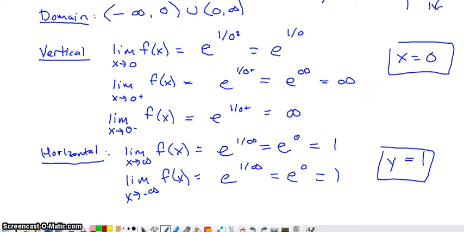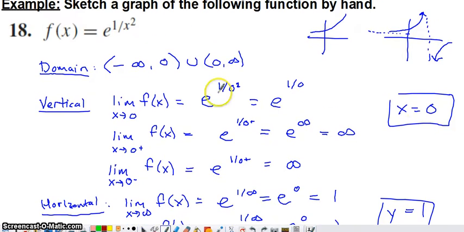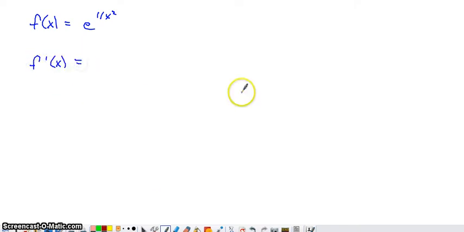So we're ready to go ahead and try to do some of the work that would involve the first derivative here. We know our domain, we know our asymptotes. Now we're ready to do an analysis of the first derivative. So the function in this case, again, is e to the 1 over x squared. If we want to build a sign chart for the first derivative to determine where our function has local maxes, local mins, where it's increasing, where it's decreasing, first order of business is obviously to take the first derivative.